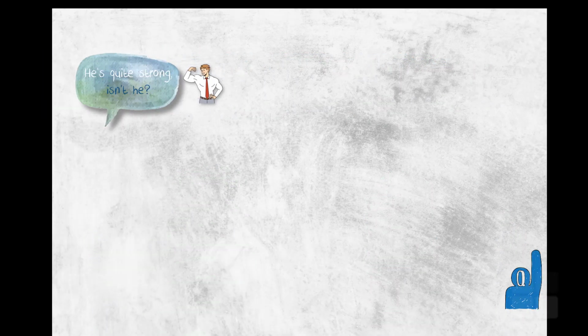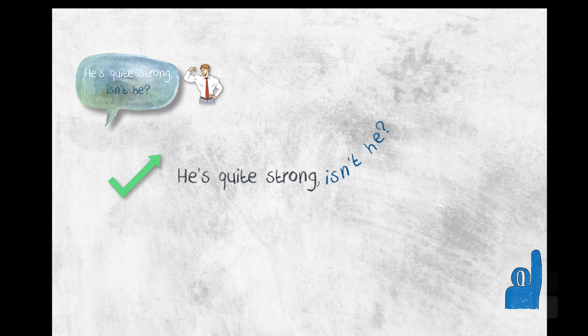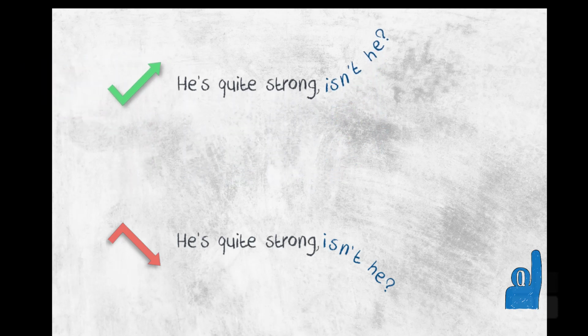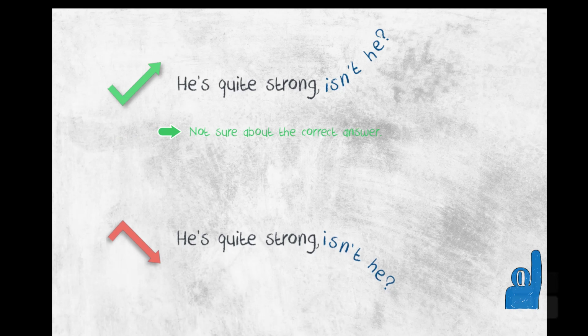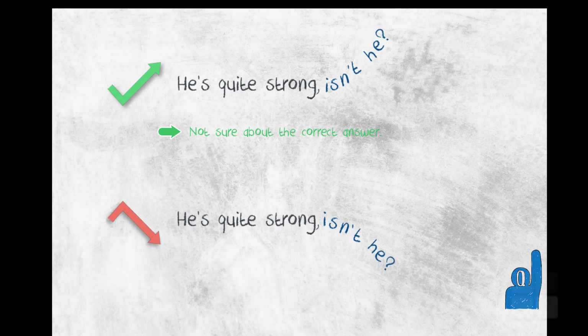The intonation is also important with question tags. You can use a rising intonation, he's quite strong, isn't he? Or a falling intonation, he's quite strong, isn't he? We use rising intonation when you are not sure about the answer. You think you know the answer, but you aren't certain. In contrast, we use a falling intonation when we're fairly certain we know the answer.